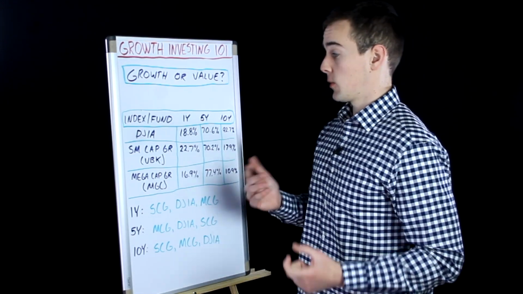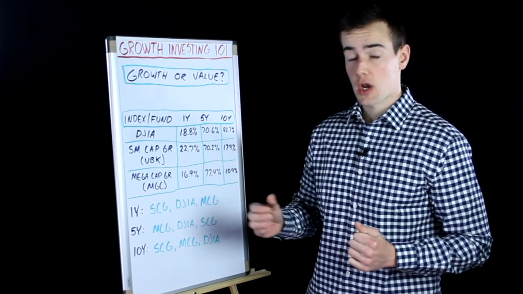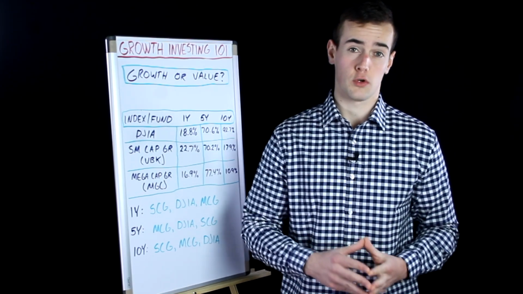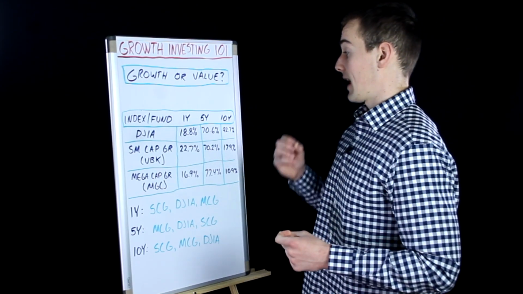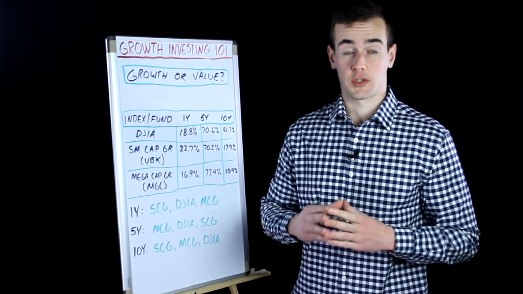So over the last year, we saw an 18.8% return with the Dow Jones Industrial Average. Over the last 5 years, we saw a 70.6% return with the Dow Jones Industrial Average. And over the last 10 years, we've seen a 92.7% return with the Dow Jones Industrial Average.